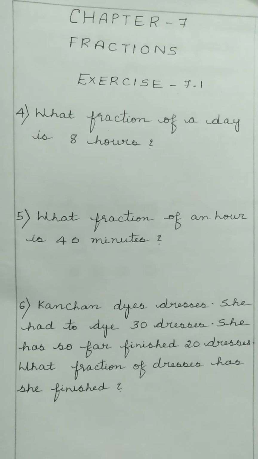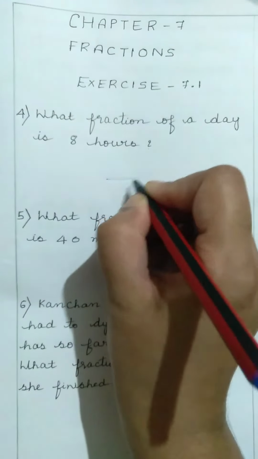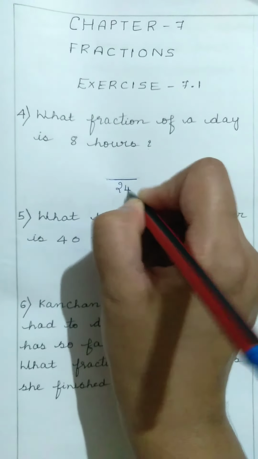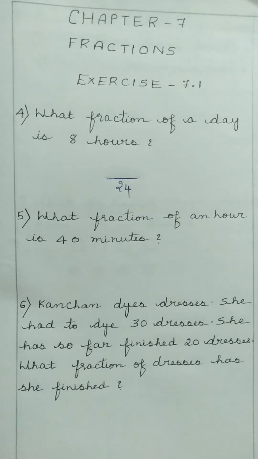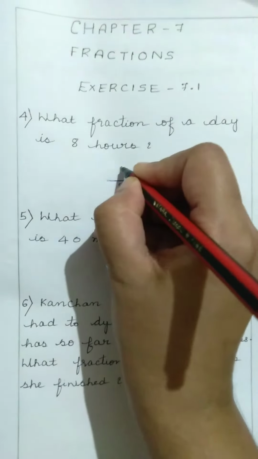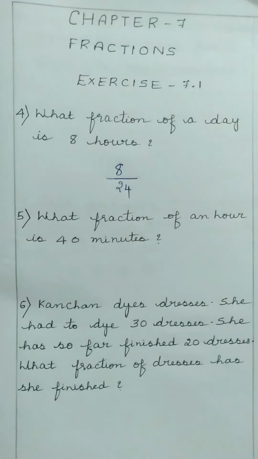We know that there are 24 hours in a day. Out of this 24 hours in a day, 8 hours is a part of 24 hours. Therefore, the fraction can be written as 8 by 24.